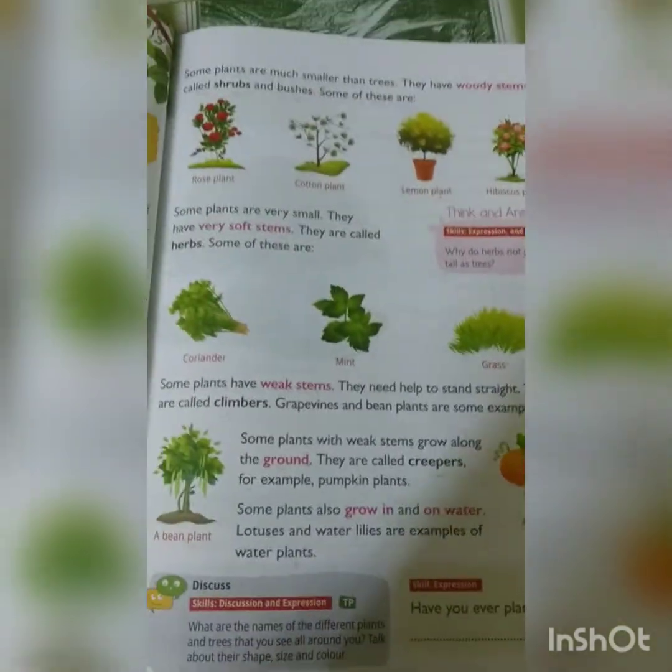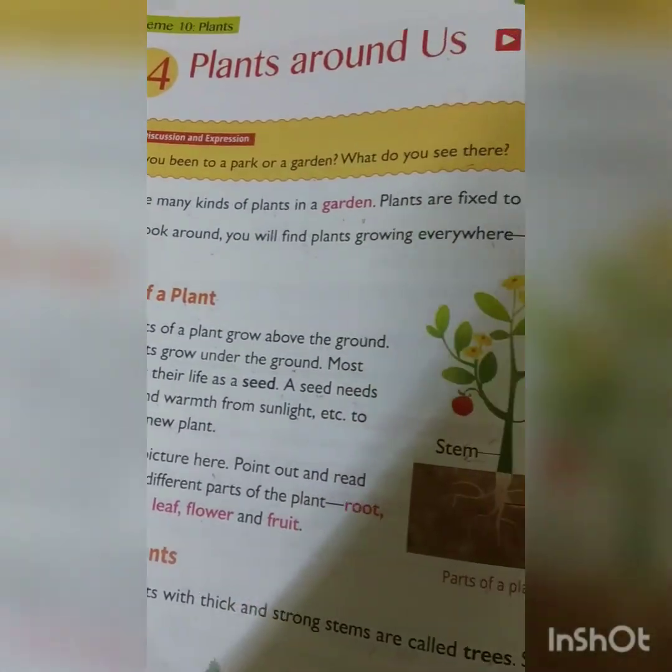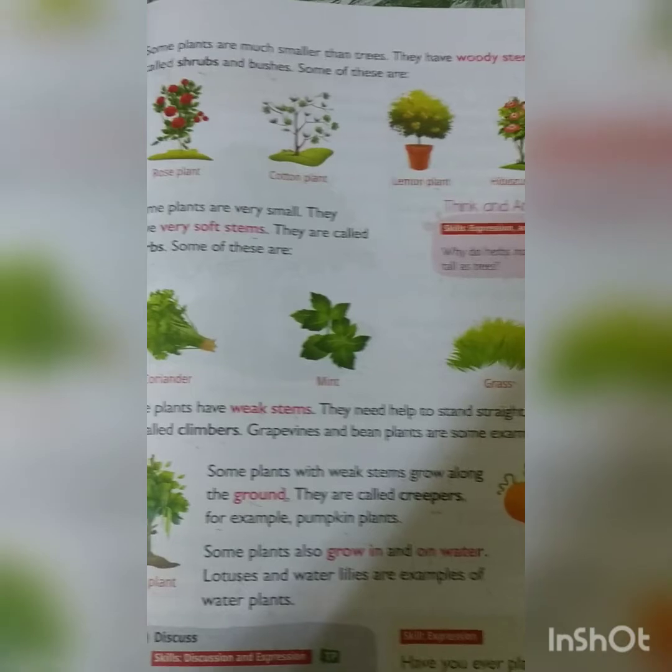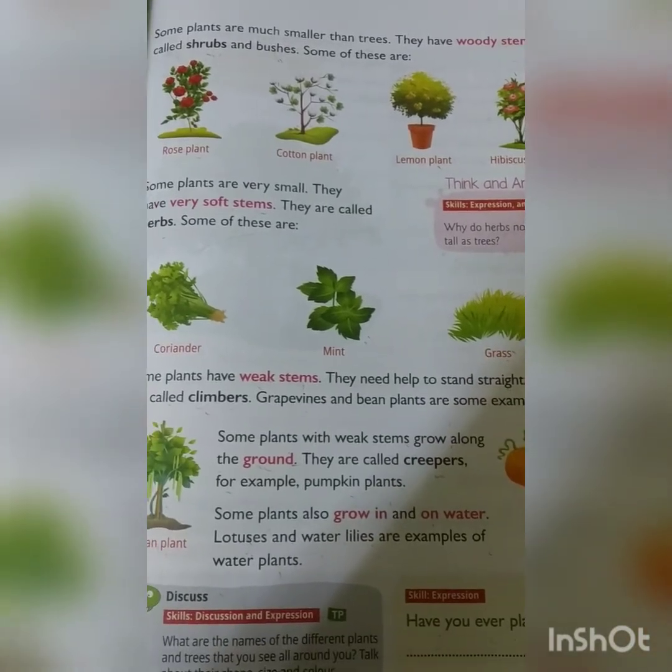Okay children. Now with this we end our chapter 14, the plants around us. For today, we'll continue the remaining part in the next class.